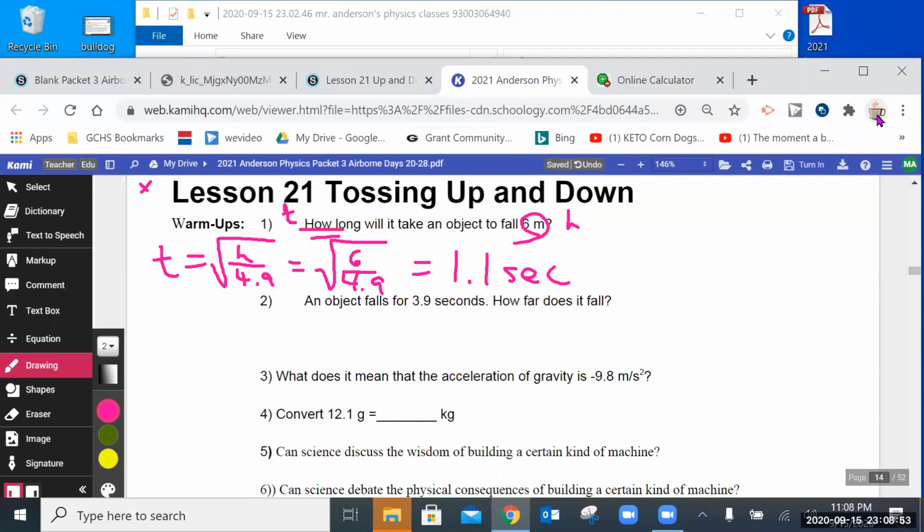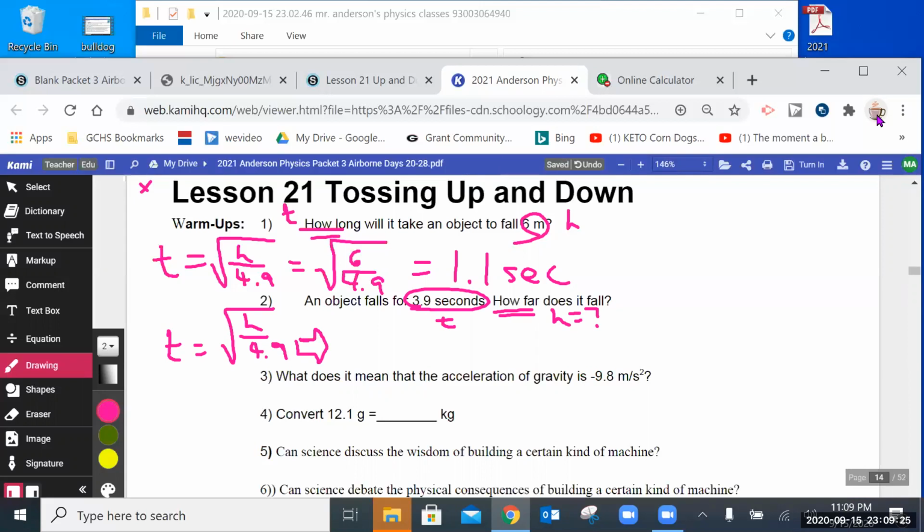Number 2, an object falls for 3.9 seconds. How far does it fall? So here we have a time. We want to know how far it falls. In other words, we're looking for the h, the height of the fall. So we're still going to use the time to drop equation. It's just that we're going to solve for the h instead of the t.